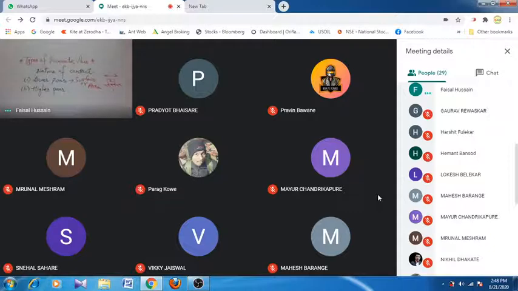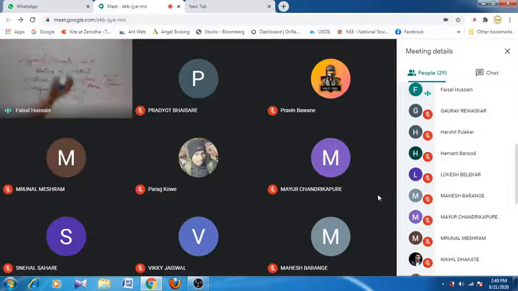Then screw pair, we can take the example of nut and bolt. That also comes under the lower pair. And next is your higher pair, where there is point contact or line contact. Higher pair means when there is point contact or line contact.